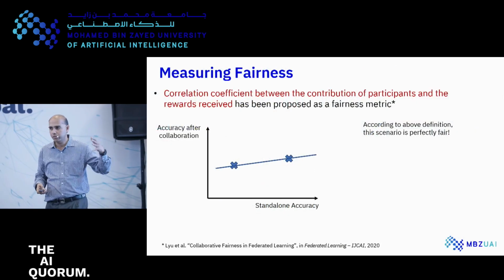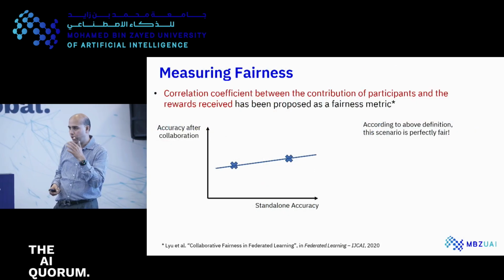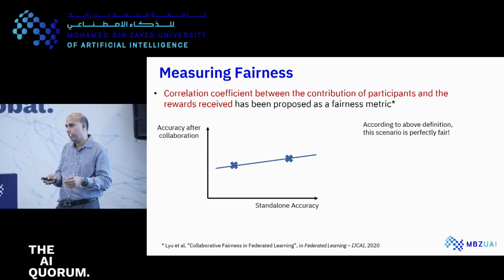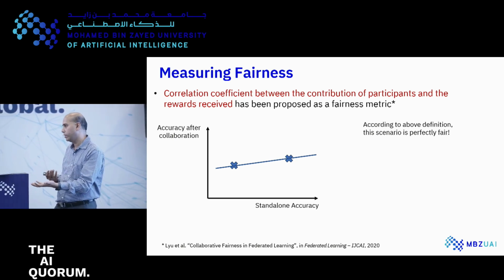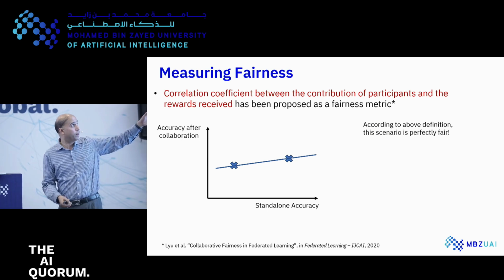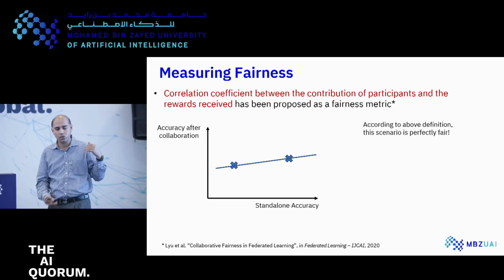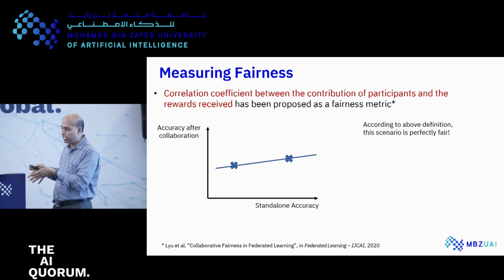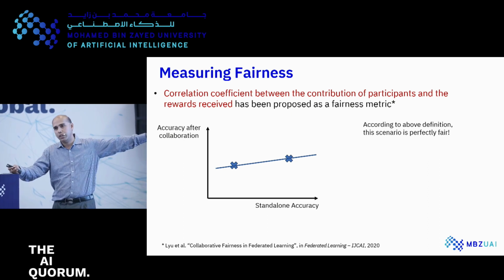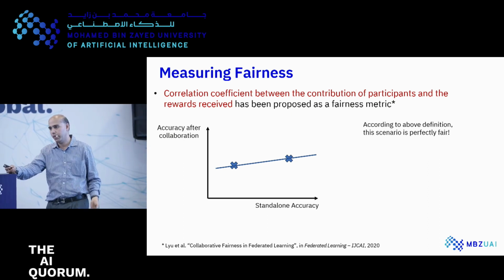So one main issue when you're talking about collaborative fairness is how do we measure the fairness in the first place? The standard definition is, okay, the clients who are contributing more should get better or more accurate models. And the standard metric used is the correlation coefficient between the contribution and the rewards received. Usually the contribution is measured in terms of standalone accuracy, which means if your client already has a very accurate model, then it's contributing more to the collaboration. And then the reward is measured in terms of accuracy after collaboration.